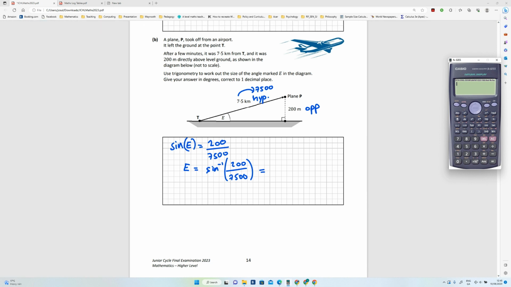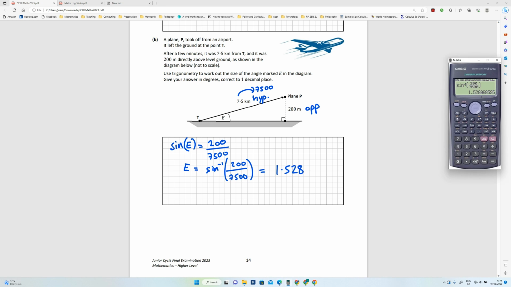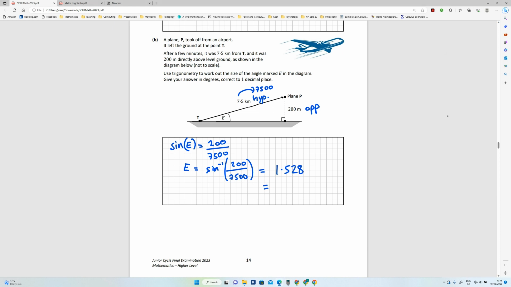So I want to say shift sine inverse 200 all over 7,500 and close my bracket. I get 1.528. What's after that? Okay, correct to 1 decimal place. So I'm going to leave that at 1.5 degrees.